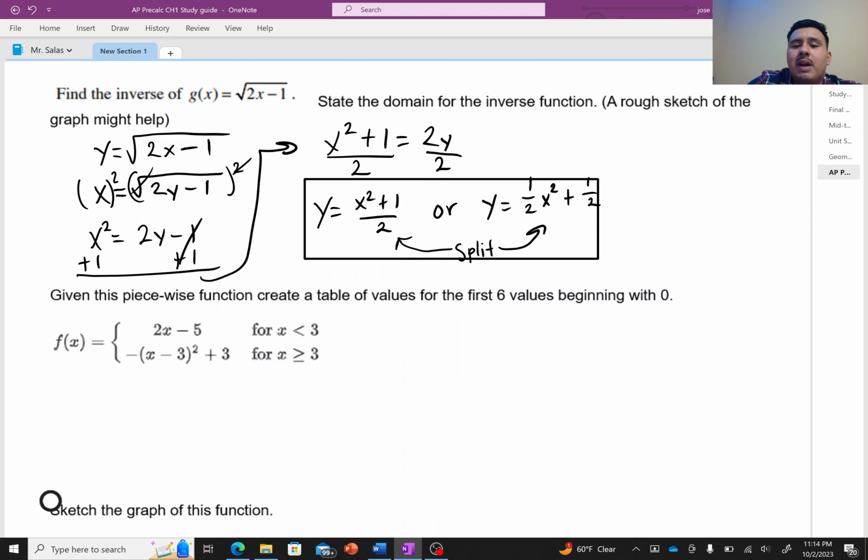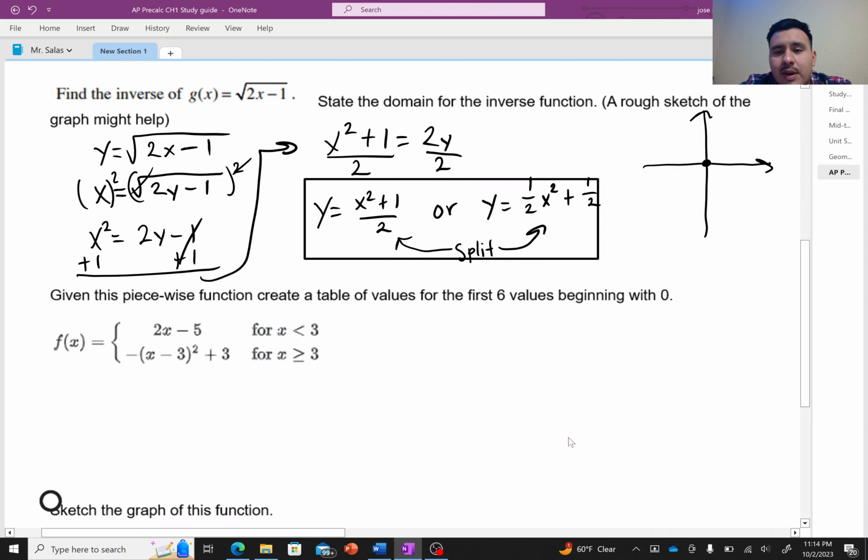So what is the domain of this function? Well, I know it's a parabola. So I'm going to do a rough sketch. This right here is my origin. That is 0, 0.